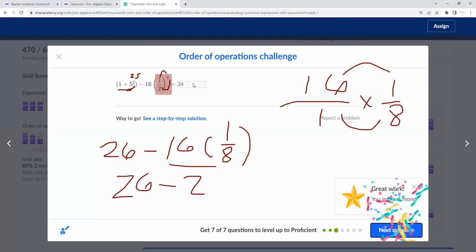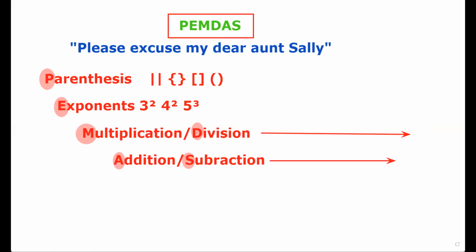So practice these as much as you can. Like I said, this order is never going to change. When you get into algebra and you're doing more advanced topics, you will still go in this same order, which is why you learn order of operations early on in pre-algebra.